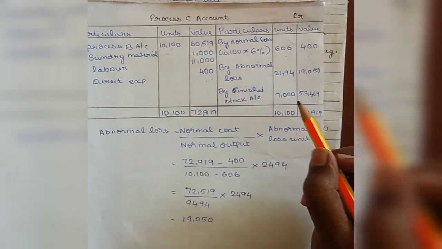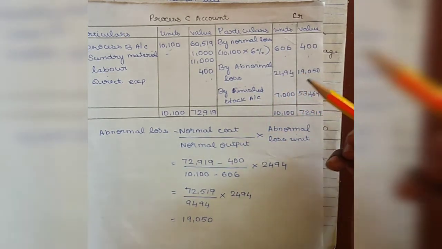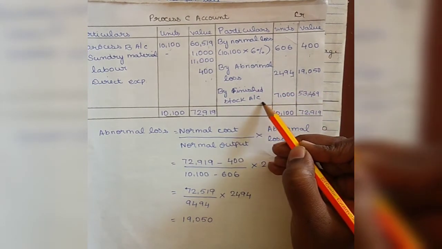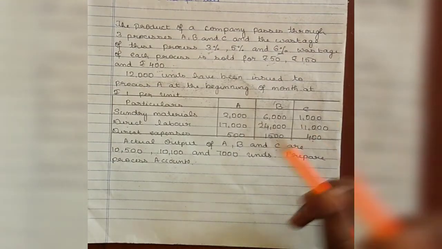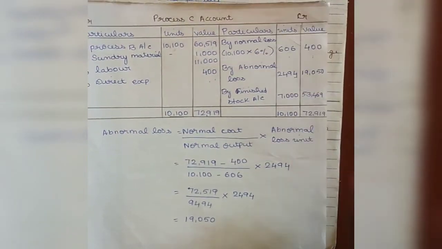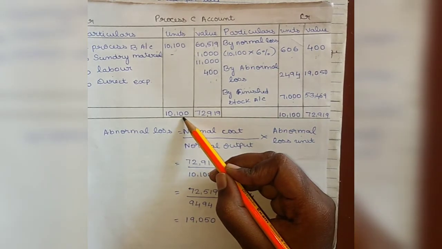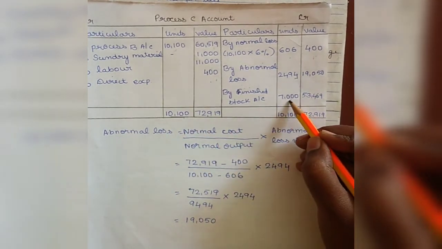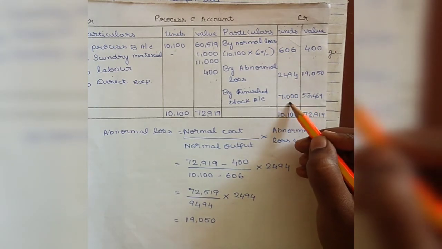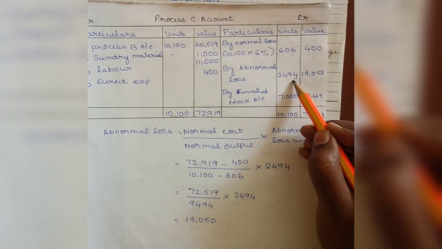Okay, now what is the input? This number of units we are supposed to find out. We are supposed to find out whether there is going to be abnormal loss or abnormal gain. Now what is the value of finished stock or the output of process C? See, the output of process C is 7,000 units. That 7,000 is what we have taken here. Now what is the input that has been introduced? 10,100. Out of 10,100, deduct the output of 7,000, and from that deduct the value of normal loss, you will get 2,494. It is the abnormal loss.